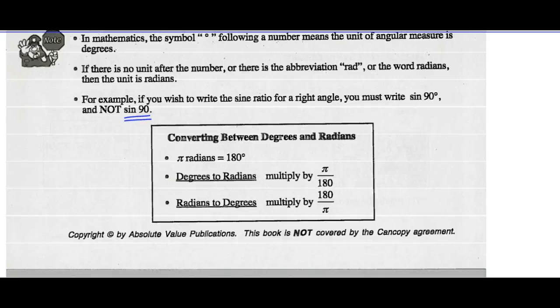All right? So here's how you convert. We know that pi radians is 180 degrees. So to go from degrees to radians, you multiply by pi over 180. To go from radians to degrees, you multiply by 180 over pi. Excellent.